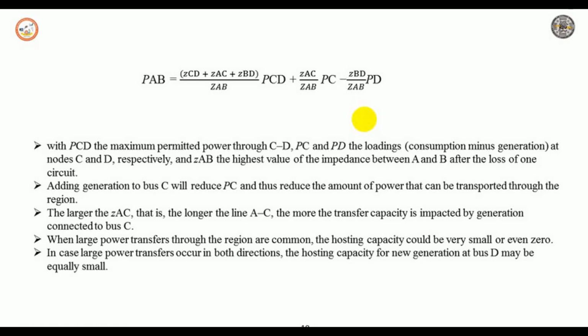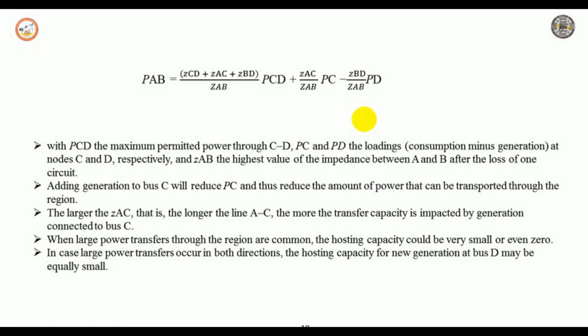With PCD the maximum permitted power through CD, and PC and PD are the loading for the consumption minus the generation at the nodes C and D respectively. ZAB is the highest value of impedance between A and B after the loss of one circuit.